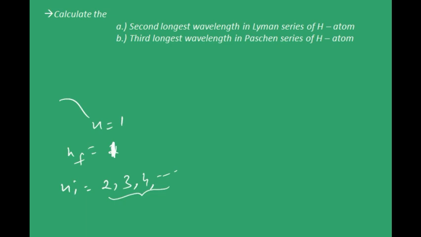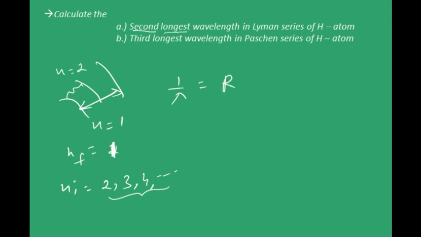So I want the longest wavelength. So I need to take that combination which gives me the smallest energy difference. So n is equal to 2 will have actually the smallest energy difference, but I want the second longest wavelength. So second smallest energy difference will be between n is equal to 1 and n is equal to 3. Hope this is clear. And so I'll put these things in my formula.